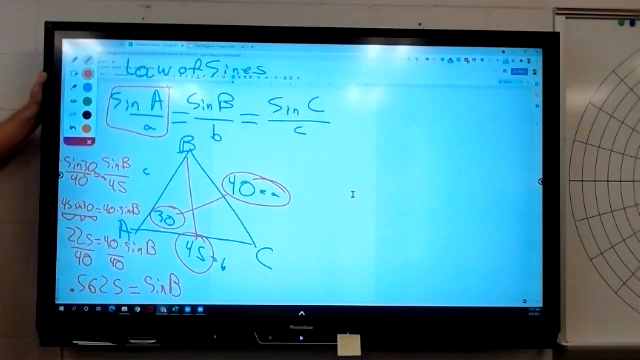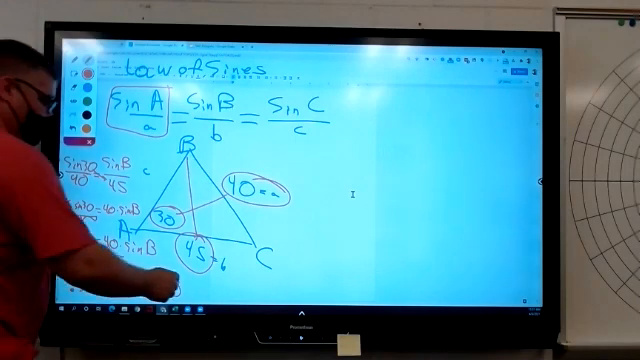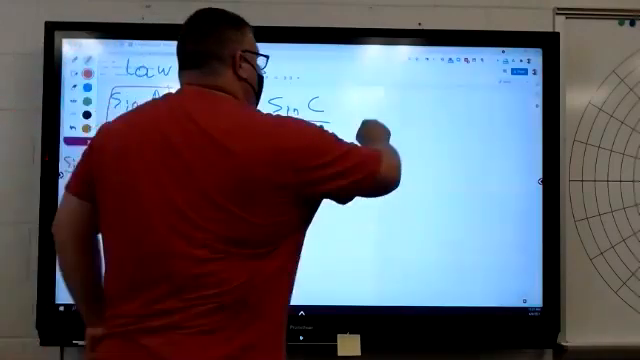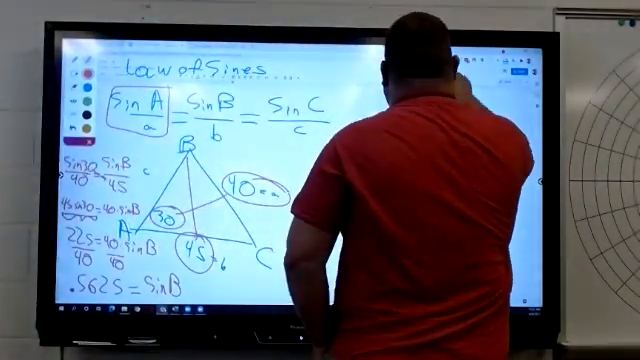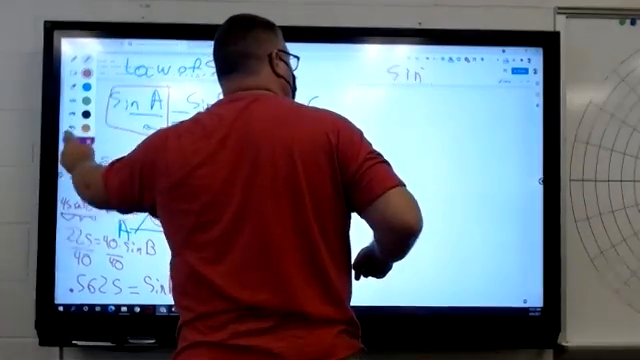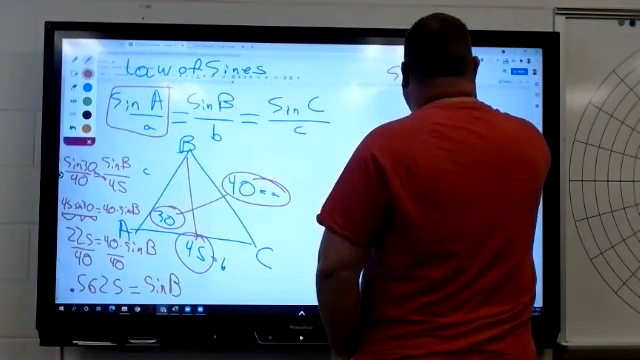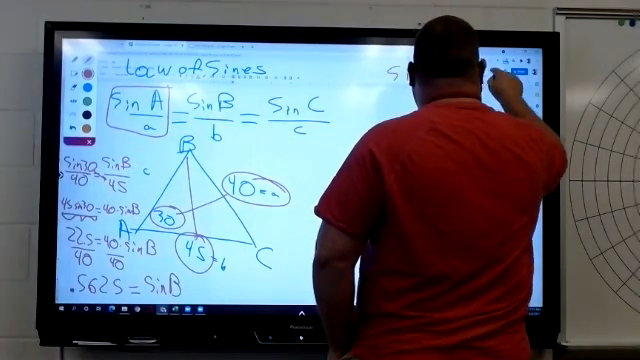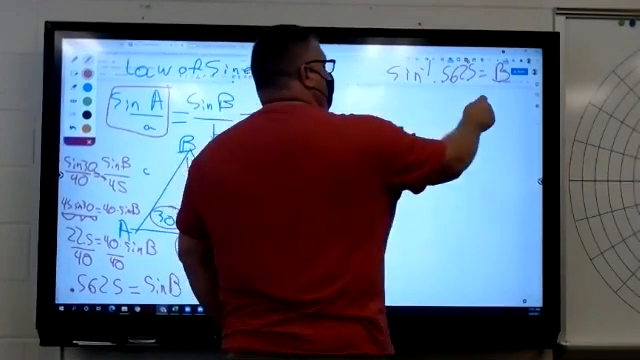Oh, well, that would also make sense. What if it went on forever and ever and ever? Why would I go 4 places? Then I have enough to round this. Very good. So I have 0.5625 equals sine B. How do I get rid of the sine? Sine inverse. How do we always get rid of the sine? Sine inverse. So here we go. If I say sine inverse of 0.5625, that should equal B. What does B equal?